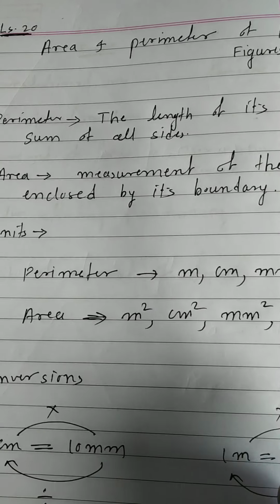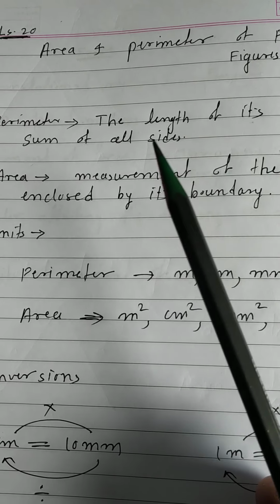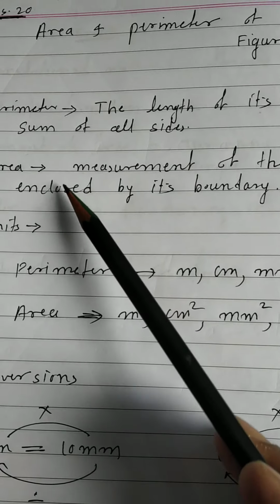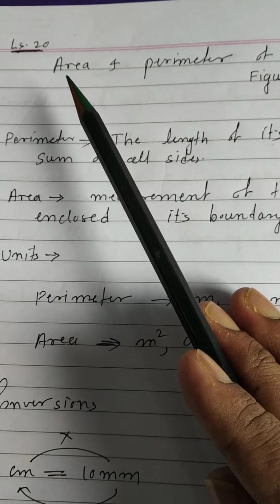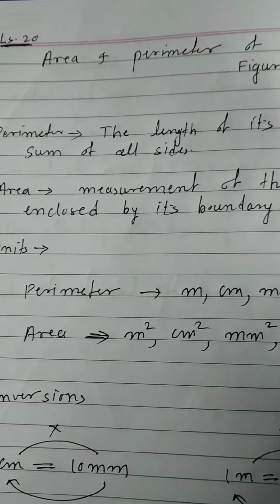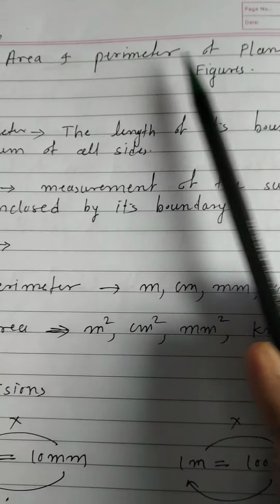But we have to revise the formulas like area of square, area of rhombus, area of trapezium, because that will be required for the further studies. So you have only exercise 20A, exercise 20C and D. Okay? Now area and perimeter of plane figures.